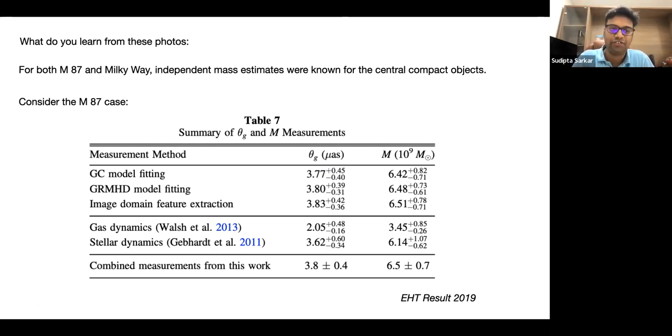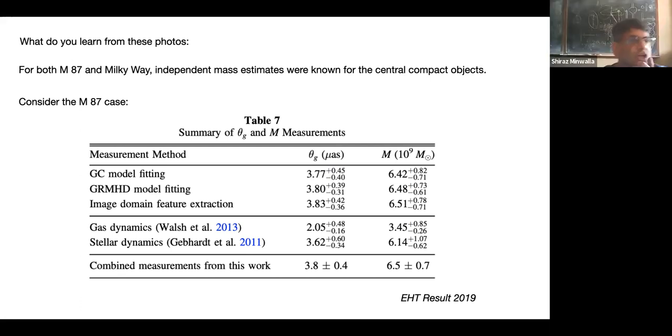There are these different models: GC filter, model fitting, image domain, feature extraction. I don't know much about them, but the last two I know, the gas dynamics and the stellar dynamics. These look at the X-ray data, and also the optical data from the motion of the stars of these different galaxies. And then you estimate the mass.